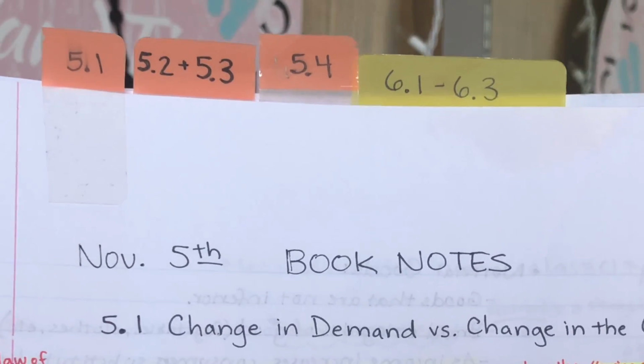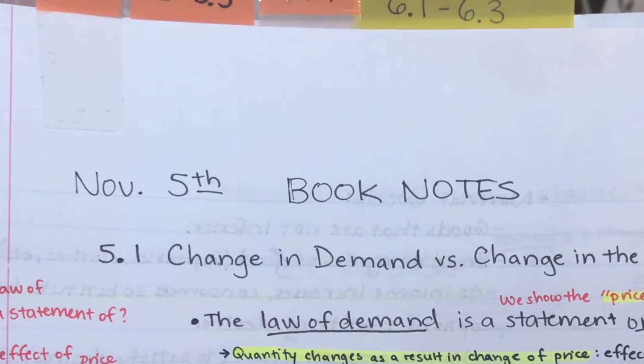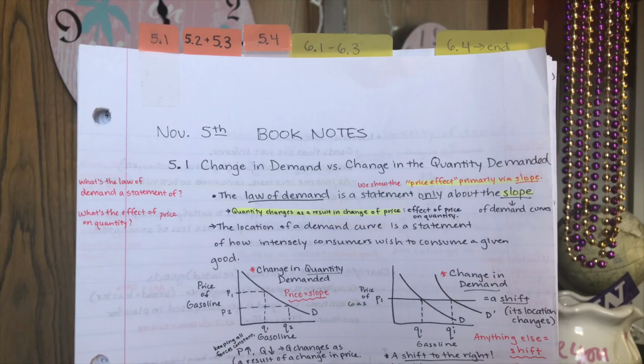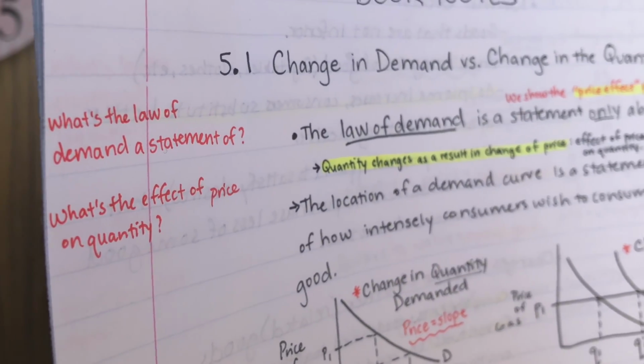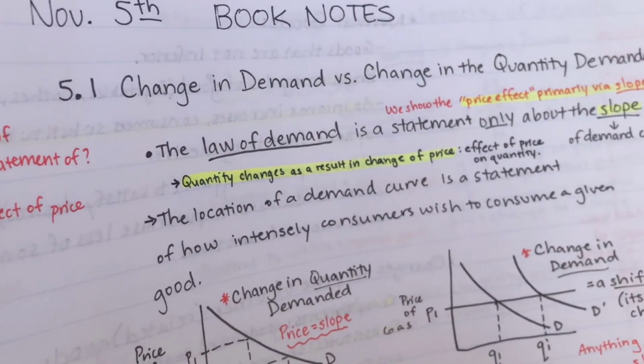So to start off, as you can see, I always start by saying, okay, what's the date? The 5th chapter, lesson 1. So change in demand versus change in quantity demanded. Whenever there's something that I feel is important, or the professor keeps talking about, expands upon, or gives an example, that usually means it's important. So I will always put a question next to it, and if they say the law of demand is a statement only about the slope, the location of the demand curve is a statement of how, and so on, then they give you a graph.